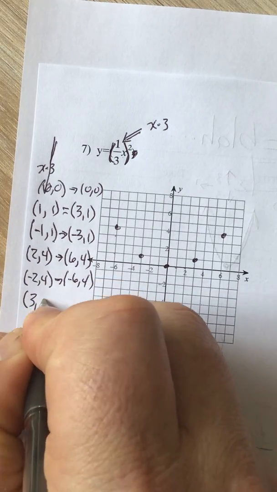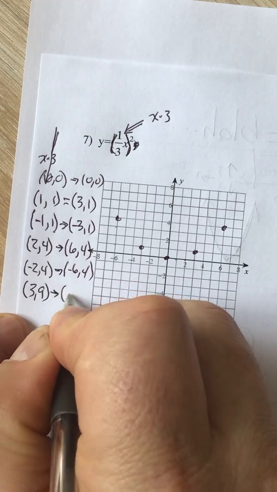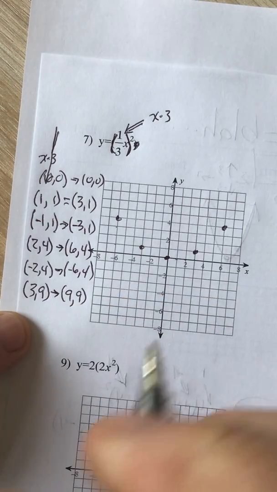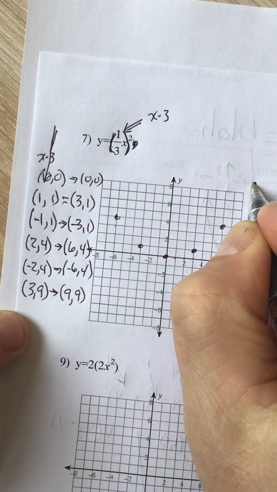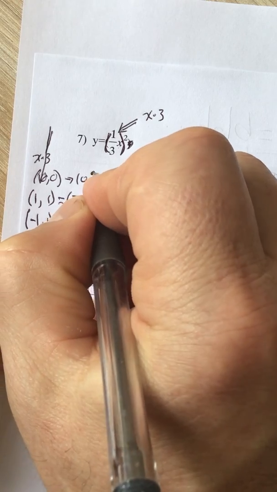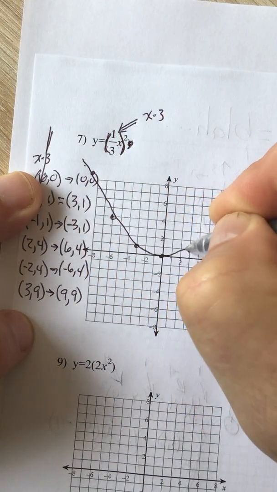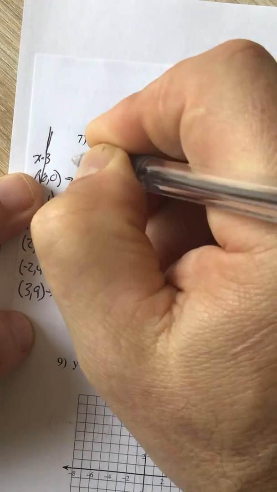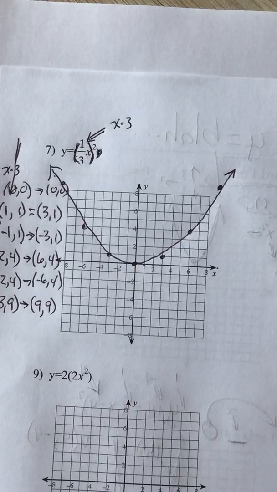The next parent would have been 3, 9. But we're tripling the x, so it becomes 9, 9. 8, 9, 8, 9. It's right there. So the other one is 9, 9 right there. And there is this. So this one, there's the new parabola stretched 3 times as wide.